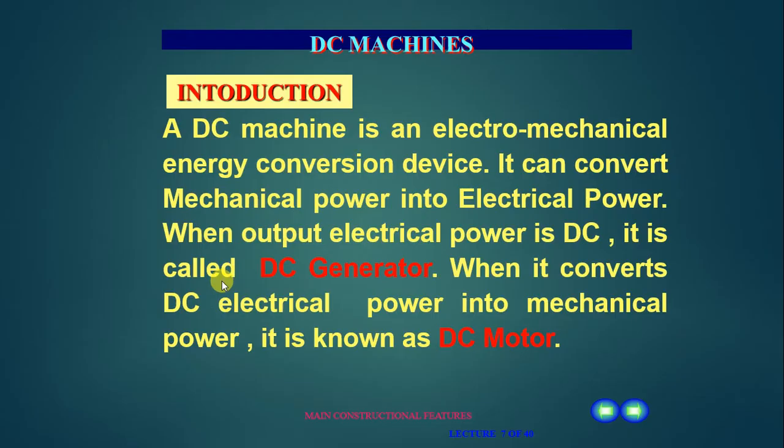So apart from this, let us start with the constructional features of a DC machine. We all know a DC machine is an electromagnetic energy conversion device. It can convert mechanical power to electrical power. When the output is electrical power which is DC, it is called a DC generator. If it is AC, that is called an AC generator. That is the only fundamental difference.